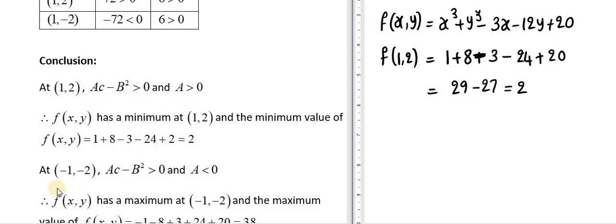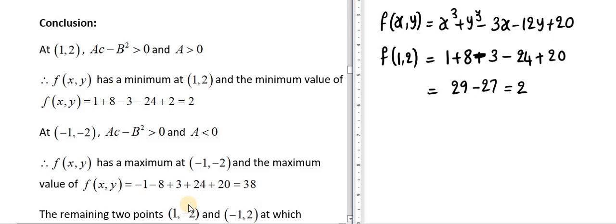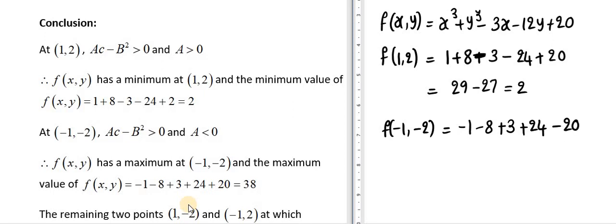Next observation, at minus 1 comma minus 2, AC minus B square greater than 0 and A less than 0. Whenever A less than 0, f of x comma y is having maximum value at that point. And the maximum value of f of x comma y is, substitute minus 1 comma minus 2 in the place of x and y. Minus 1 whole cube is minus 1, minus 2 whole cube is minus 8, minus 3 into minus 1 is plus 3, minus 12 into minus 2 is plus 24, minus 20 as it is.